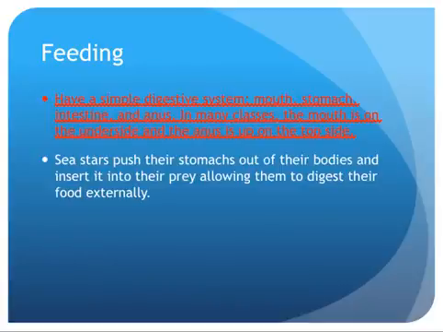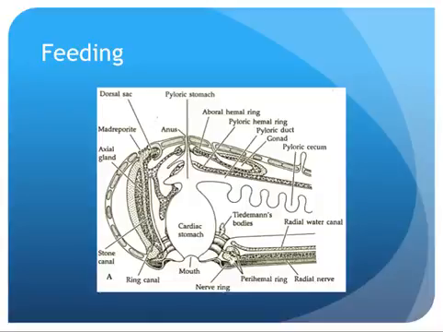Sea stars push their stomachs out of their bodies and insert it into their prey, allowing them to digest their food externally. And this helps them, they're often able to digest prey larger than themselves because they can push their stomach out. So here's a picture. So this is a sea star. The mouth is on the underside. That's because they're crawling along the substrate and their food is located on the underside. They have a stomach, and then they have intestines. And intestines, they have 5, 1 down each arm, and then an anus.